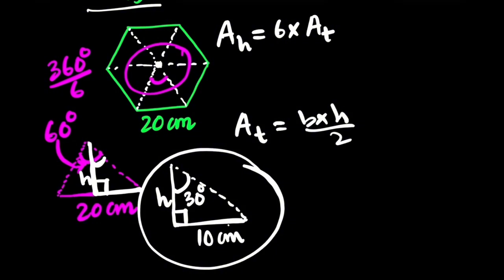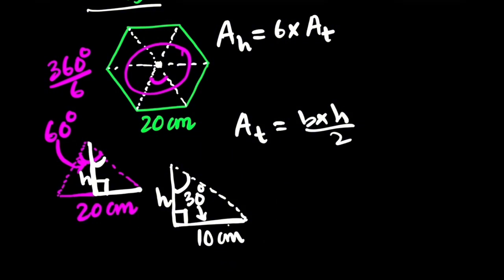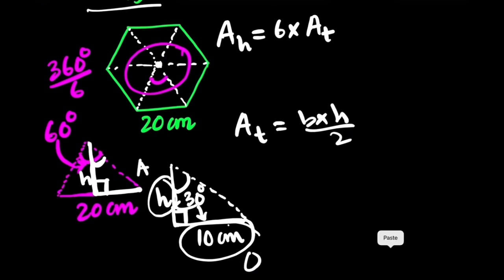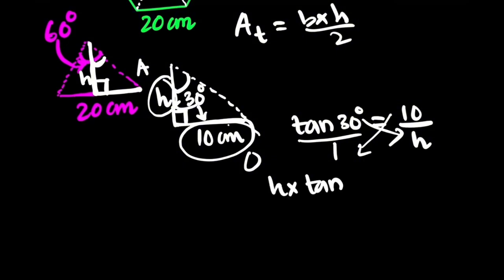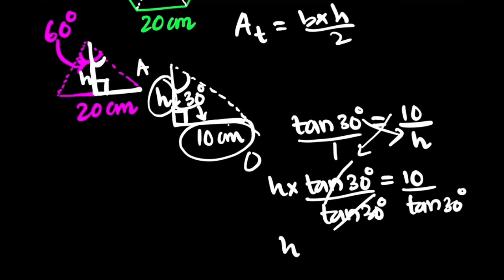Since this is a right triangle, we can use a trig ratio to find the height of this triangle. With respect to this 30 degrees, 10 centimeter becomes opposite, while this height becomes the adjacent. So let's use the tangent ratio because it involves opposite and adjacent. So tangent of angle 30 degrees equals opposite, that is 10 centimeter, divided by adjacent, which is the height of the triangle. There is a denominator of 1 here. Now cross multiply this proportion. h times tan 30 degrees equals 10. Divide by tan 30 degrees on both sides, which gives us h equals 17.3 centimeter.